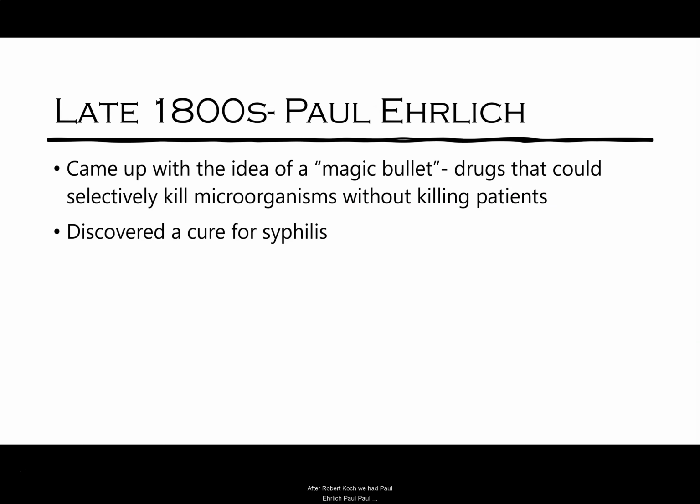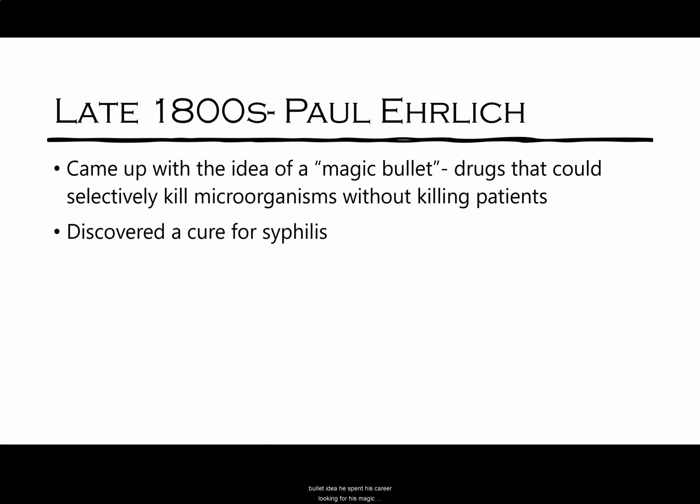After Robert Koch, we had Paul Ehrlich. Paul Ehrlich was recognizing that microorganisms could be the source of a variety of different diseases, and he came up with this idea of what we call a magic bullet, that maybe there could be some way to actually cure these diseases that were being caused by microorganisms by having a drug or a chemical that could kill the microbes but not kill the patients, not kill the humans, right? So this was his magic bullet idea.